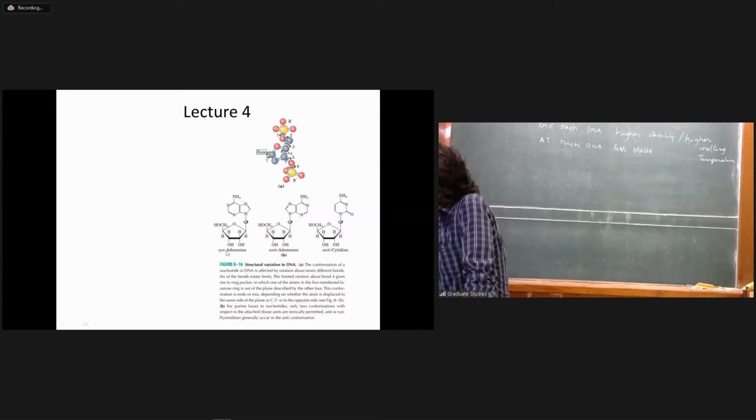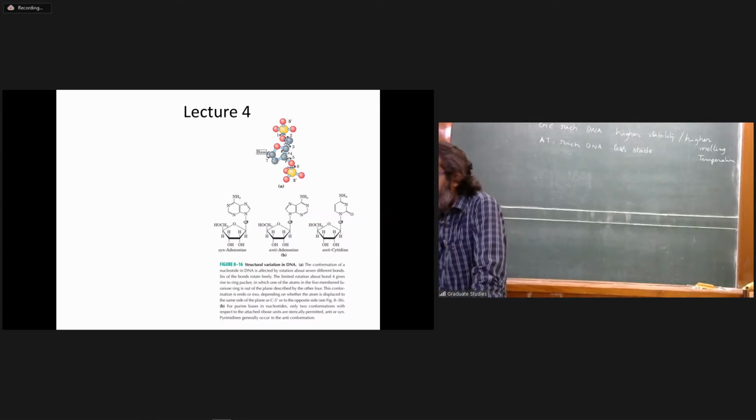One is called syn, another is anti, which is split basically 180 between syn and anti. But more or less in purines and pyrimidines, it's mostly the anti-conformation that is stable.